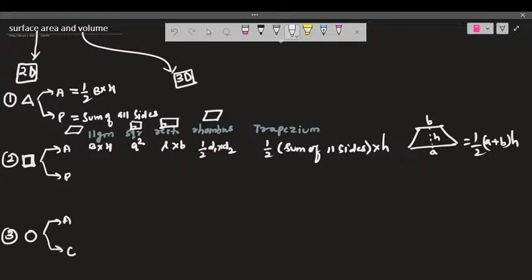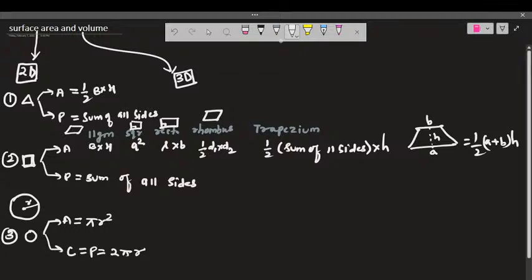Perimeter, you can use the same formula, sum of all sides, whether it is any type of quadrilateral. Even you can have pentagon, hexagon, heptagon, any polygon. The formula to be used for perimeter is same. In case of circle, circle is a figure having a center and a fixed distance of center from all collecting points that we call radius. That's why area over here is pi r square. Circumference is equal to perimeter in case of circle only, that's 2 pi r.